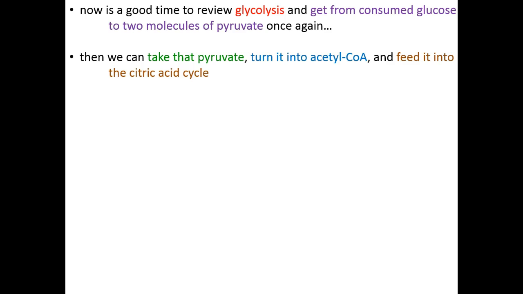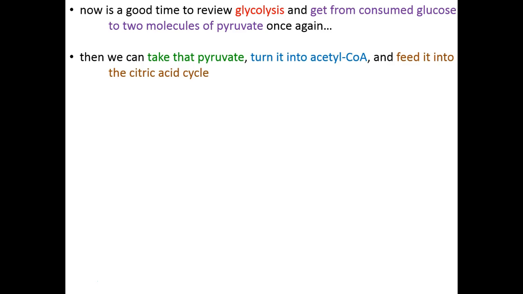Once we review that and we have that pyruvate, remember we have to turn that pyruvate into acetyl-CoA. And then it's that acetyl group and that acetyl group alone that we feed into the citric acid cycle. You may recognize CoA as our activating coenzyme A, and indeed that's what it's doing here.